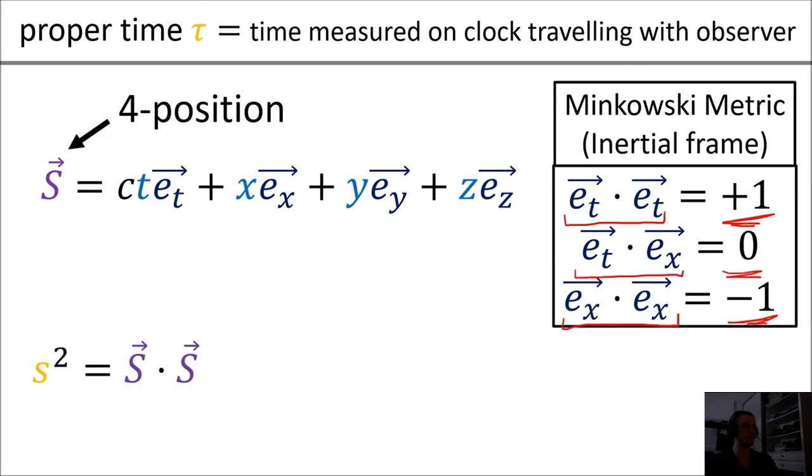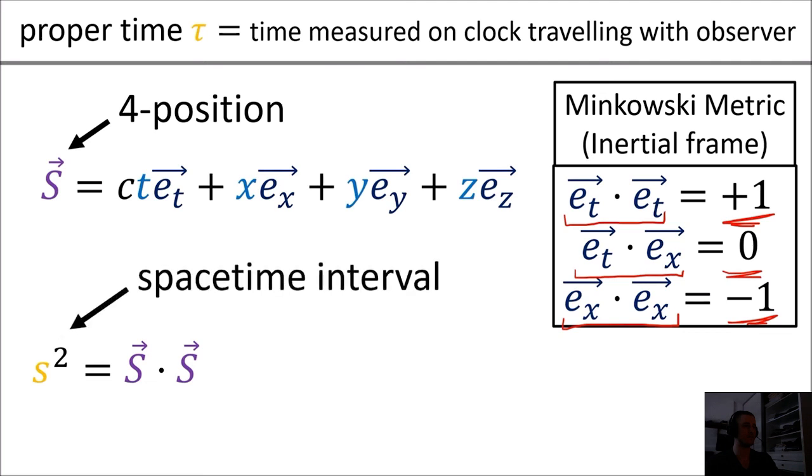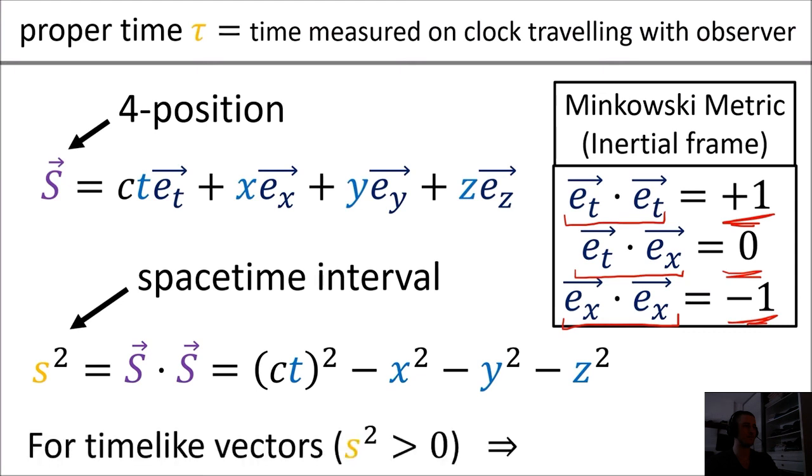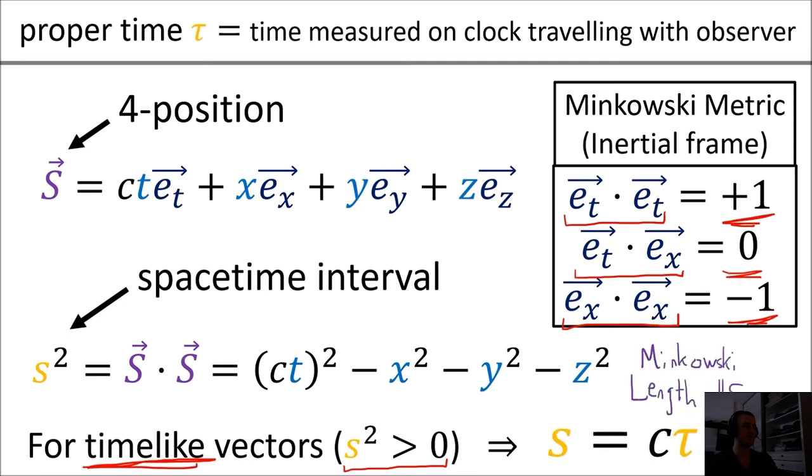From there, we defined the spacetime interval S squared, which is S dot S, which in inertial frames is c squared t squared minus x squared minus y squared minus z squared. We said that a vector was time-like when S squared was greater than 0, and for time-like vectors, S is the speed of light c times the proper time tau. This is also called the vector's Minkowski length because it is calculated with the Minkowski metric.